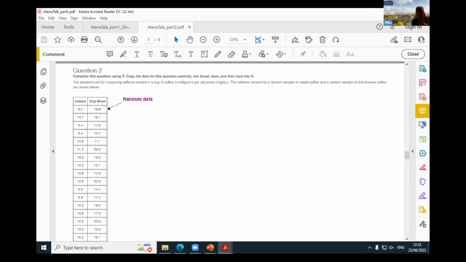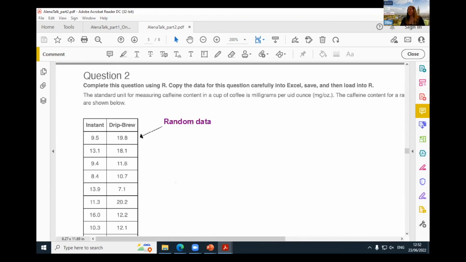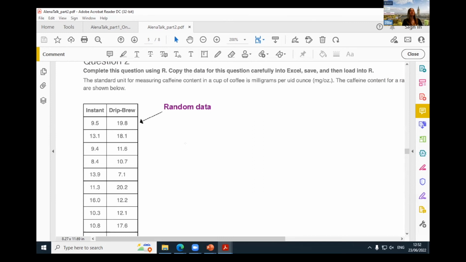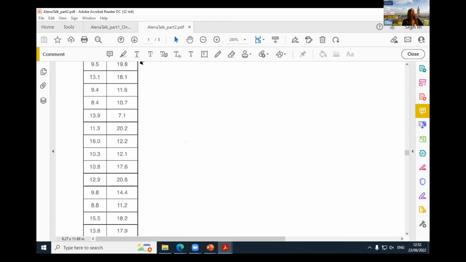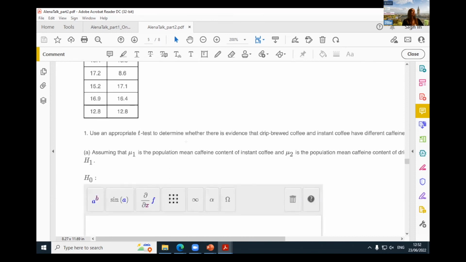So another type of question is the question where they have to use R. So here we have data which are randomly generated. Again, each student has different sets of data, and they're asked to copy this data into Excel and then load this Excel into R.